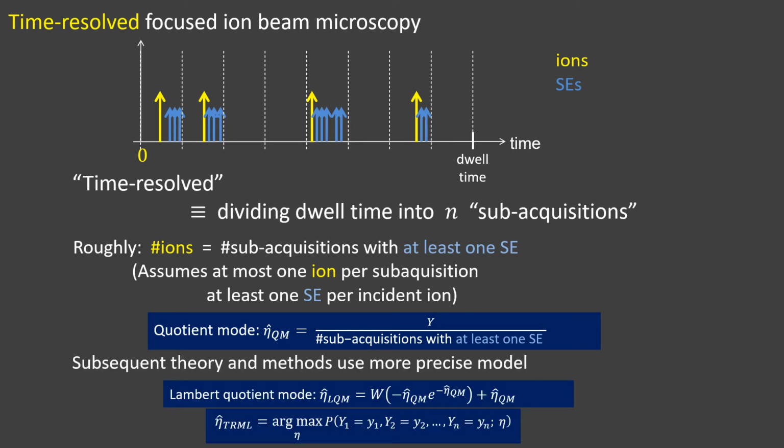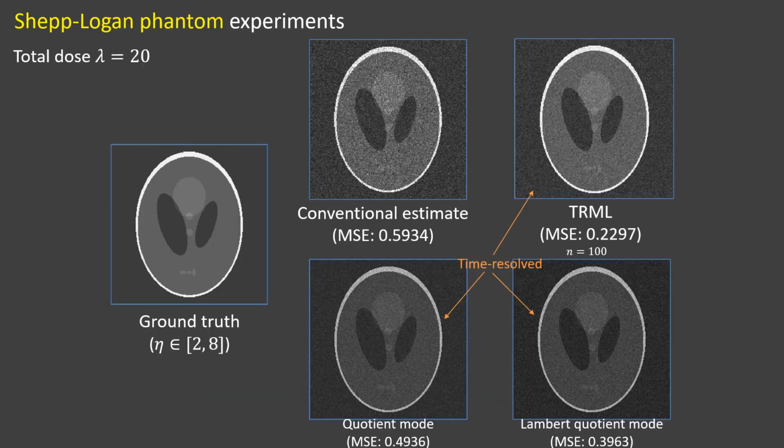Our two other time-resolved methods, called LQM and TRML respectively, use a more precise model. More importantly, we account for the probability of an incident ion resulting in zero detected secondary electrons.